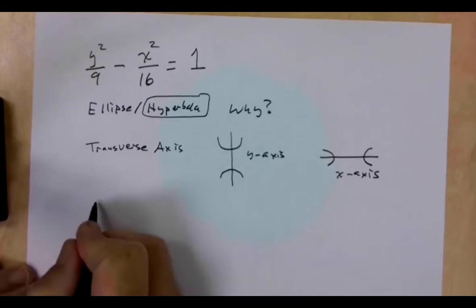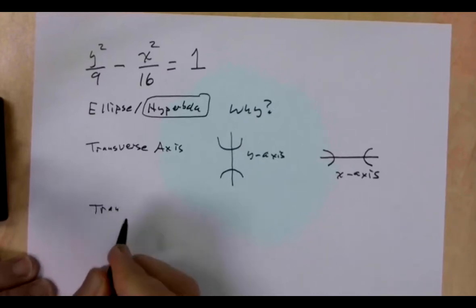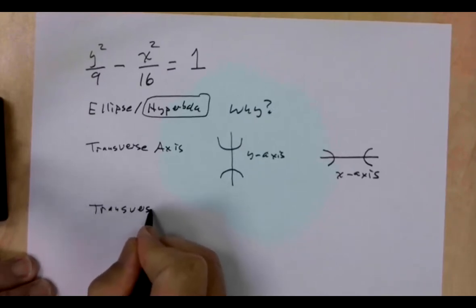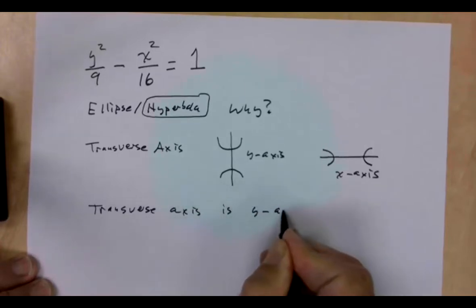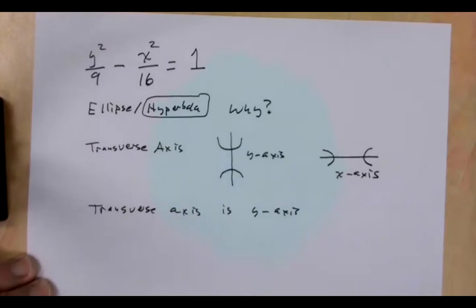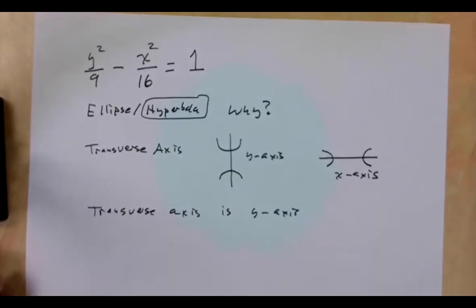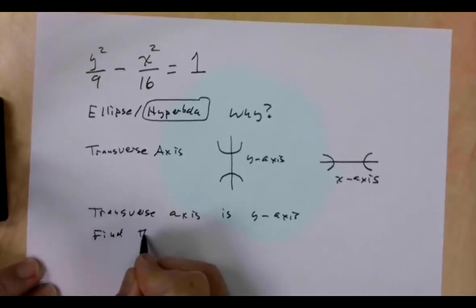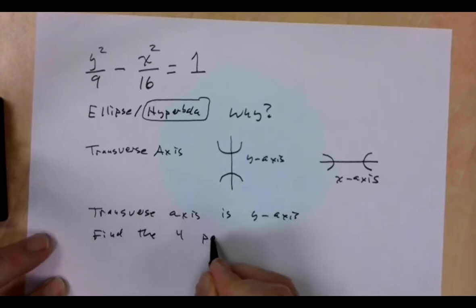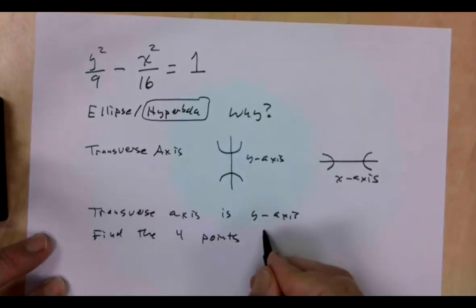Well, the transverse axis is the y-axis. Because it comes first. That's our deal. Now, what I want to do is construct a box, 4 points. Find the 4 points that will determine the hyperbola.